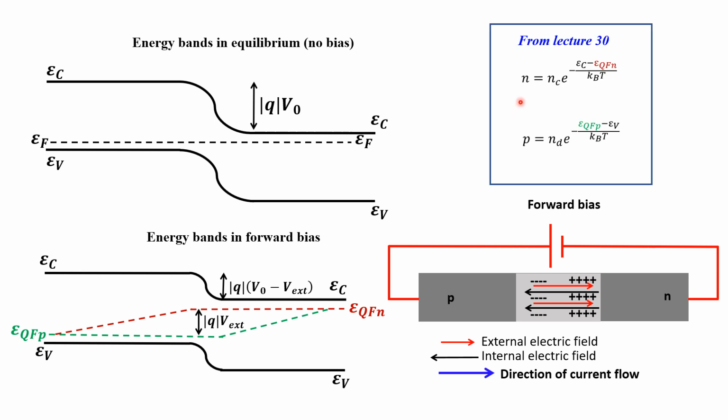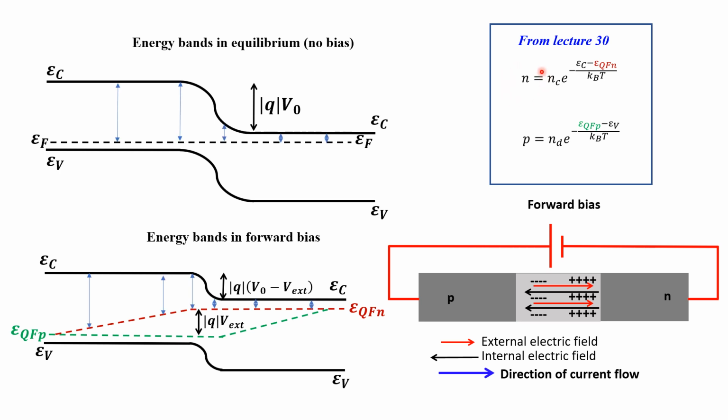And to do that, we need to recall the expressions for the concentration of free electrons and the concentration of holes that we derived in lecture 30, the previous lecture, in terms of the quasi-Fermi level for electrons and the quasi-Fermi level for holes. So the important bit to notice here is that the concentration of free electrons depends on the distance between the quasi-Fermi level for electrons and the conduction band, and the concentration of holes depends on the distance between the quasi-Fermi level for holes and the valence band.